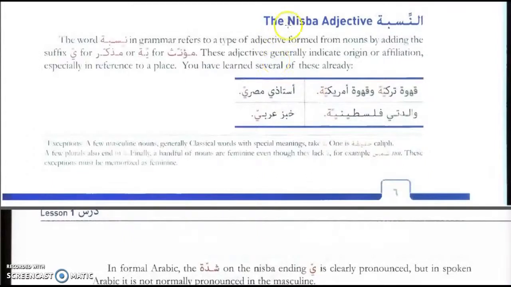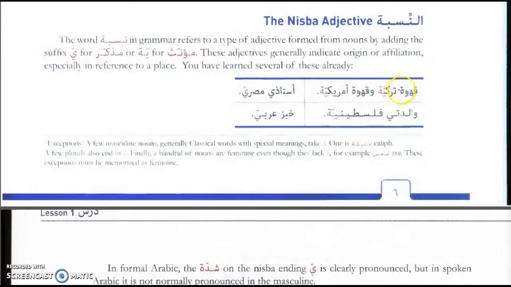Okay. This section is about a certain type of adjective which is called a nisba adjective. The word nisba in grammar refers to a type of adjective formed from nouns by adding the suffix i. So in other words, you can take a noun and transform it into an adjective just by adding i. So we have i for mudhakkar and iya for mu'annath. These adjectives generally indicate origin or affiliation, especially in reference to a place. You have learned several of these already.